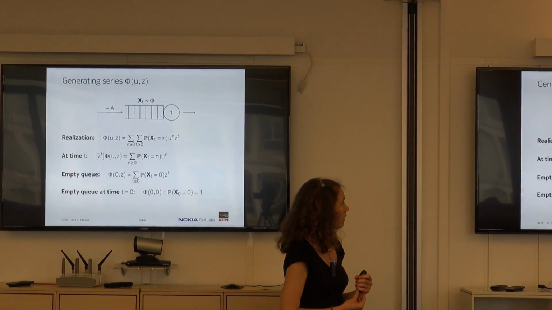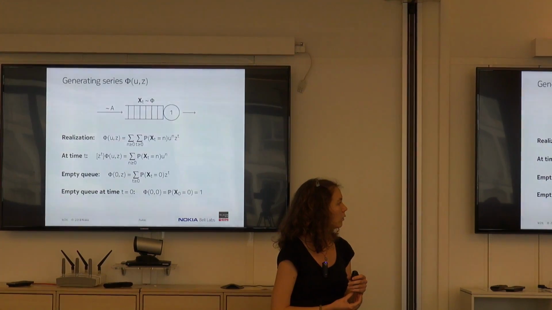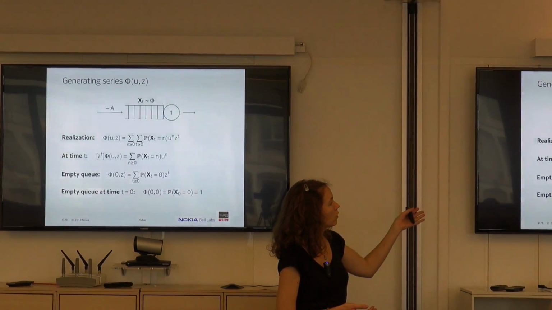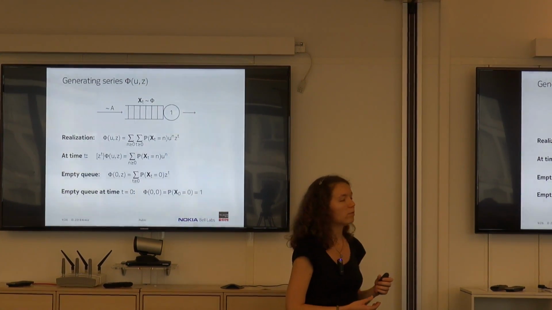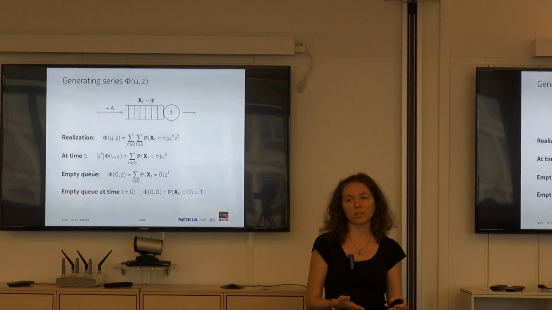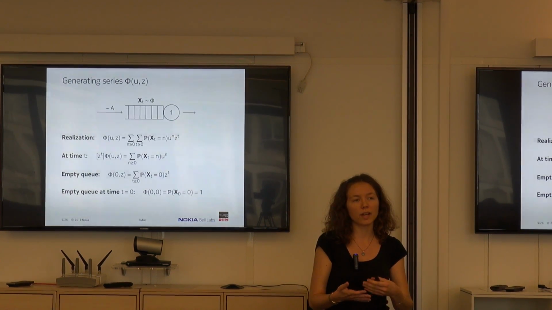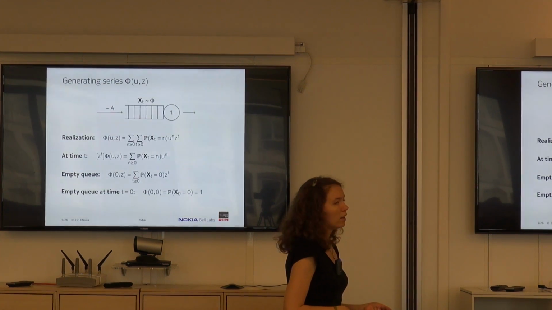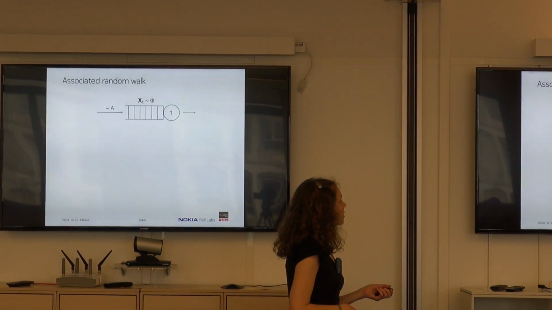And finally, we can look at phi(0,0). You remove everything but the coefficient of u^0 z^0, which is the probability that the queue is empty at time 0, and by assumption we have assumed that it was empty, so it's equal to 1. So that was for the generating series.